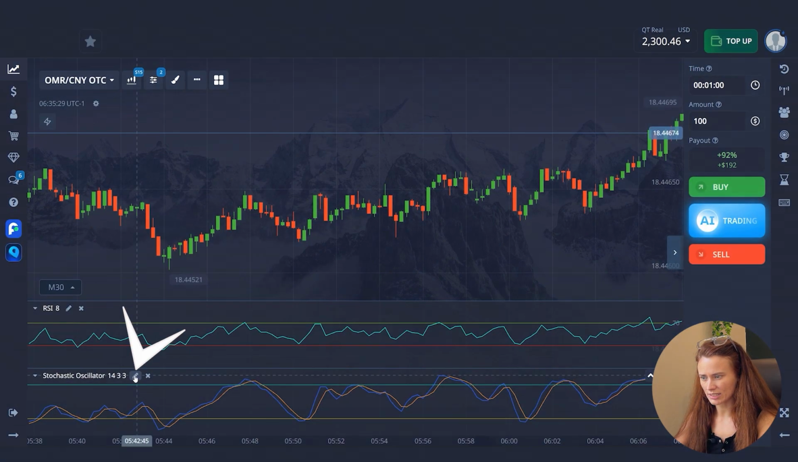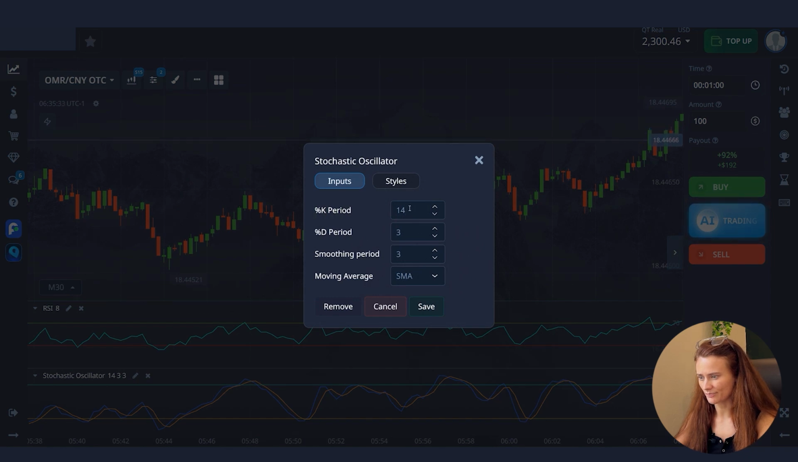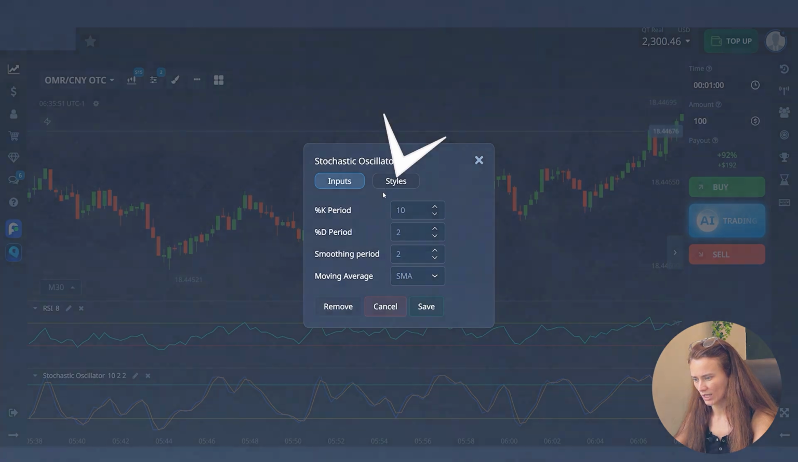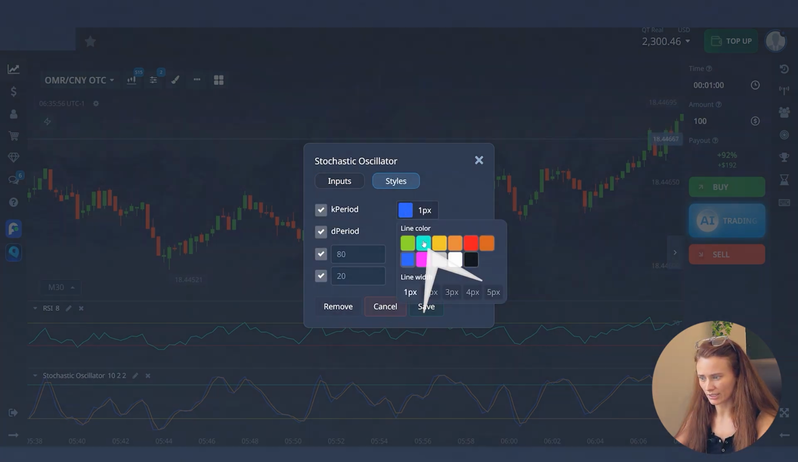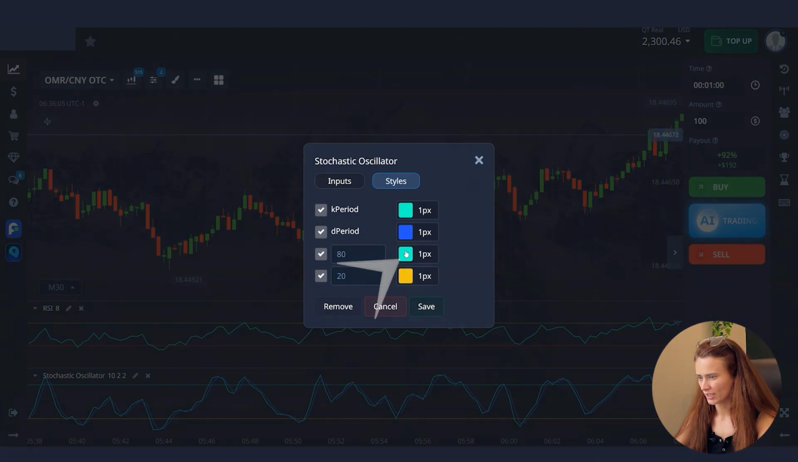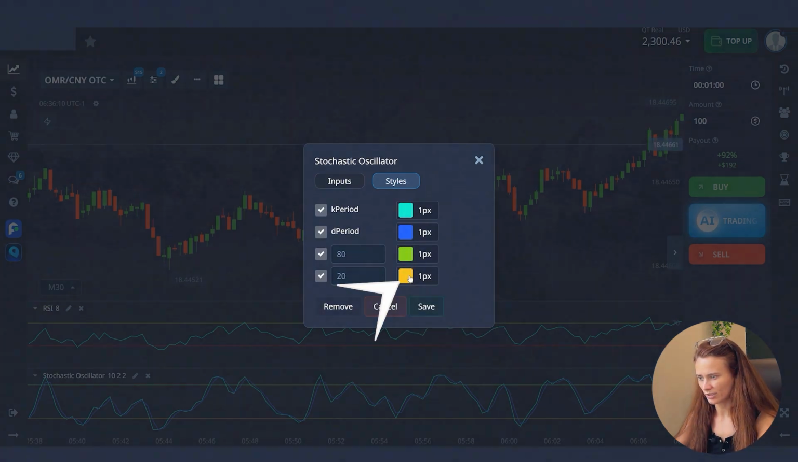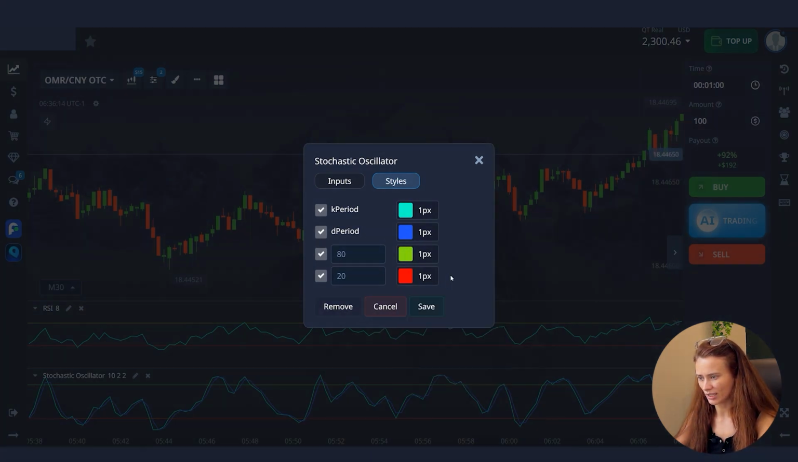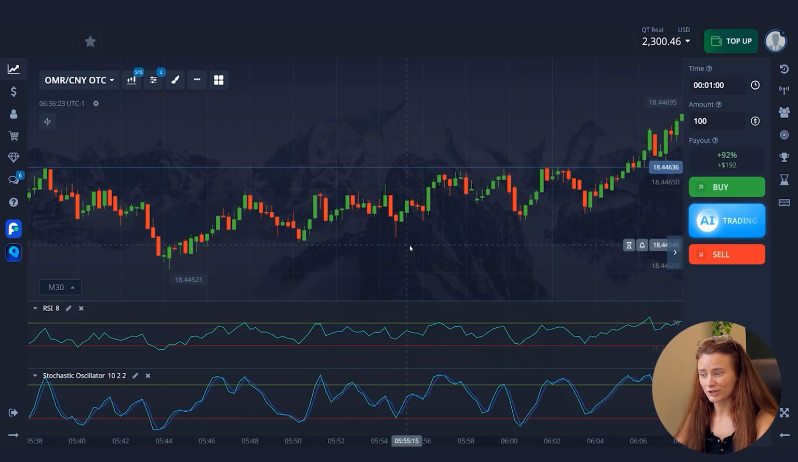For the stochastic oscillator, we will also adjust settings. K period will be 10. D period 2, smoothing period also 2, and type we will leave as it is. Now let's go to the style settings. K period line color will be turquoise, D period blue, level 80 green, and level 20 red. And the configuration is complete.